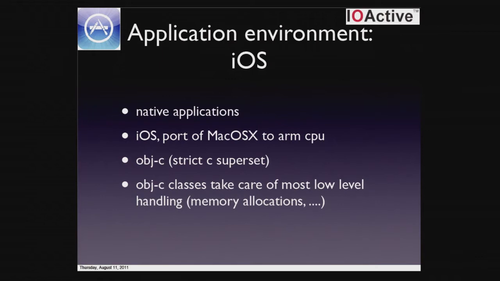The good thing about Objective-C, though, is that even though it's native, it comes with a whole bunch of classes that do a whole bunch of low-level stuff for you. So the chance of running into memory corruption bugs is significantly reduced if you stick to using Objective-C classes.